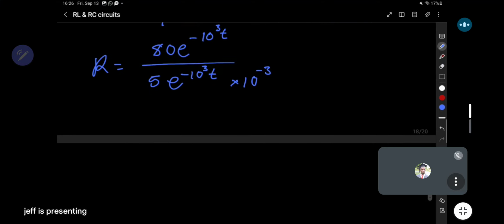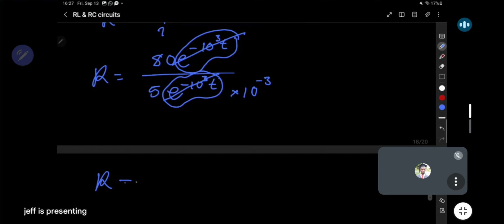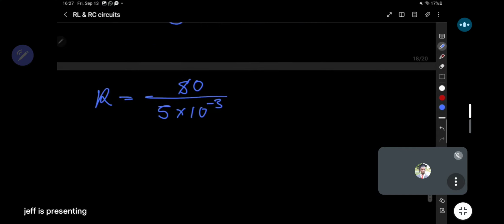Well, here, of course, it's not just a matter of simplifying this. So what are we going to have here? We can do this in so many ways. But the 10, we can sort that one out. Let's see what is common here. We see that the exponent, e to the minus 10 to the third with a t, is common in the numerator and the denominator. So this is going to cancel out, so that our resistance reduces to 80 over 5 times 10 to the power minus 3. So this is what we're now simplifying.